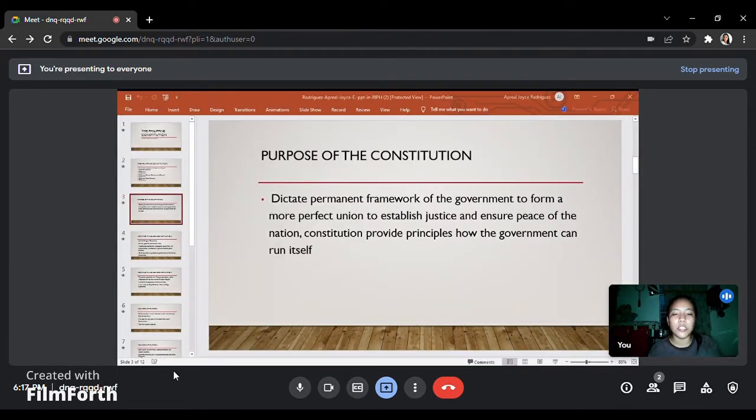The purpose of the Constitution is to dictate a permanent framework of the government, to form a more perfect union, to establish justice and ensure peace of the nation. The Constitution provides principles for how the government runs itself.